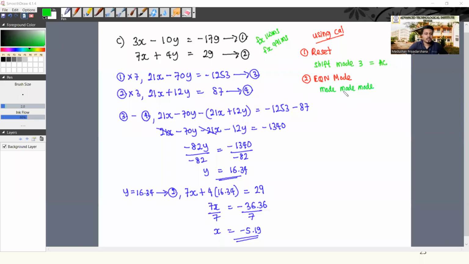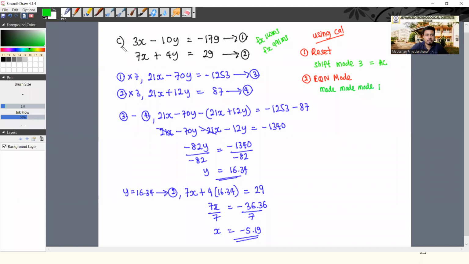Others, you need to press the mode button until you find EQN on your calculator display. In my case, once I press the mode button 3 times, I can see the EQN on my display, and under EQN I can see number 1. It means to go to the equation mode, we need to press number 1. Once you press this, it will ask for how many unknowns are there.